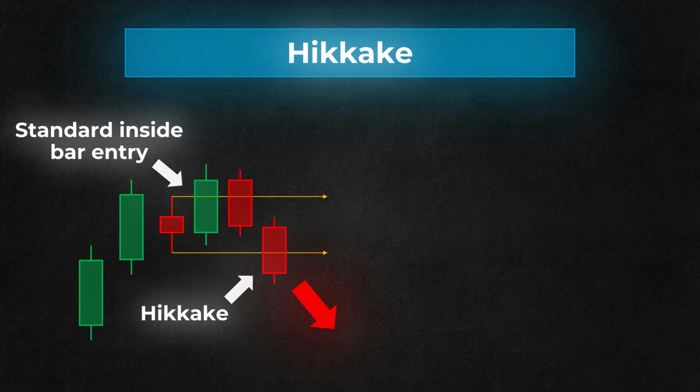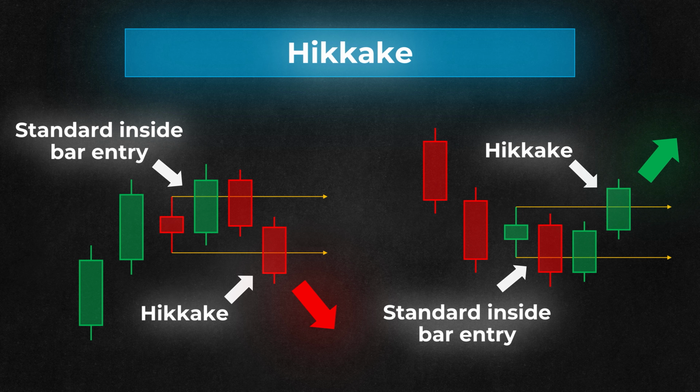Hikkake. The Hikkake is a way of trading the failure of a standard inside bar signal. For example, when price breaks above the inside bar, the standard signal is to go long. In that case, a Hikkake occurs when price fails to continue upward, and then price breaks the low of the inside bar within 3 bars of the inside candle, therefore generating the opposite signal. The opposite logic is also true, of course. The term Hikkake in Japanese means trap.